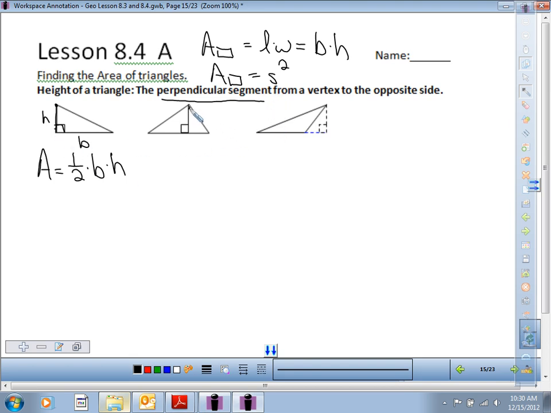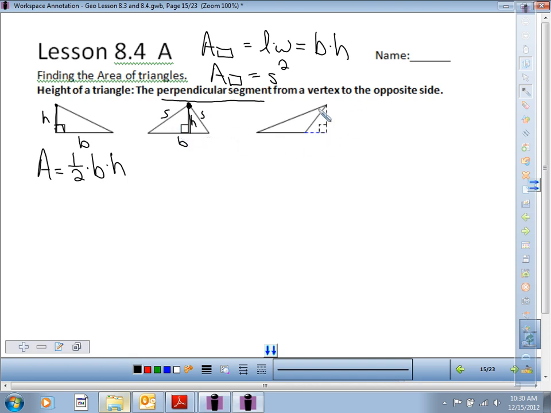But now if we look at this being the highest point, the vertex, if we go straight down perpendicular to the base, now the height is actually on the inside. So we have the base here, the height here, and this is just one leg and this is another leg, or two sides. Okay, so we don't know what those are.